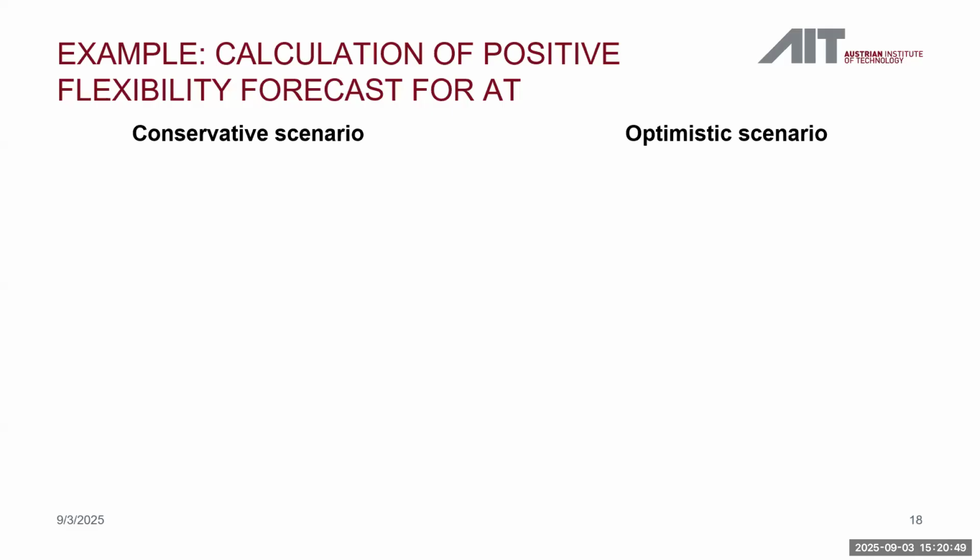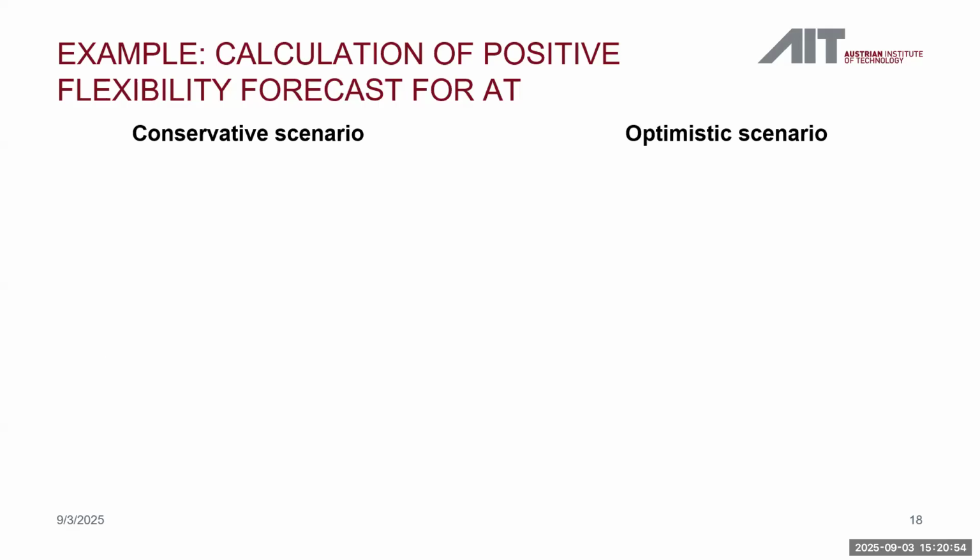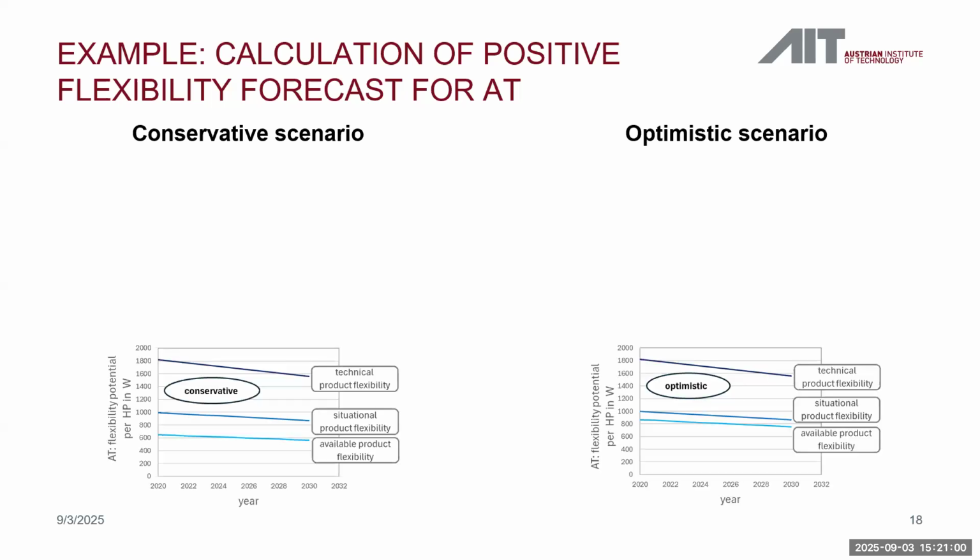Now I would like to show you a trend over time from 2020 to 2030 for a conservative and an optimistic scenario. Let's first look at the flexibility potential. So in the diagram in dark blue, you can see the technical product flexibility. Then we lose quite some capacity in the specific situation, and then again lose some at the users. And the difference you can see between the diagrams is basically the users.